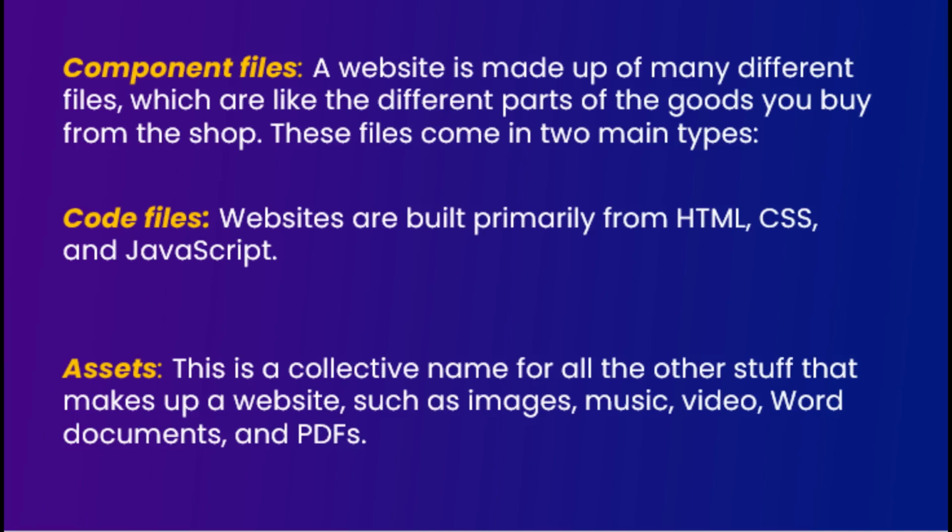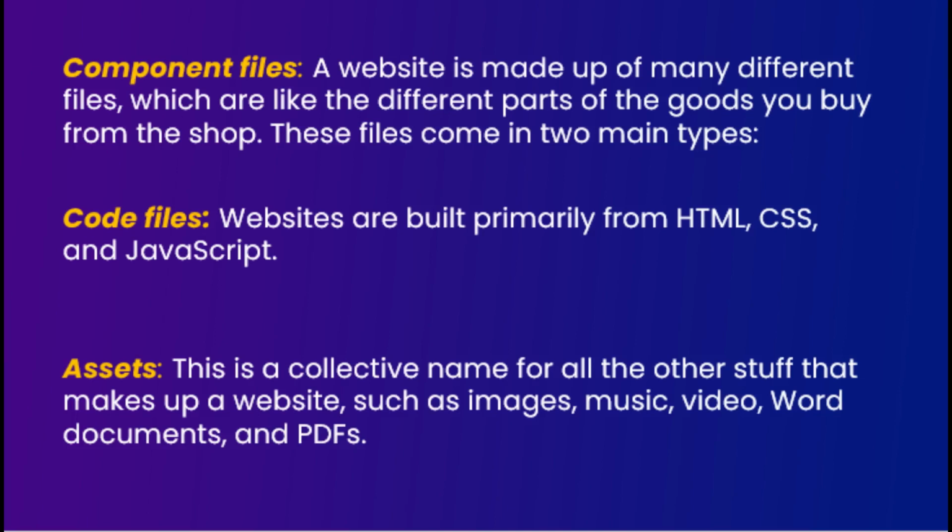There is Ajax and also Vue.js. And then the assets: this is a collective name for all other stuff that makes up a website, such as the images, the documents, the music, the video, the Word documents, and so on. There are still many more. Okay, so those are the two main types of component files: the code files and the assets.